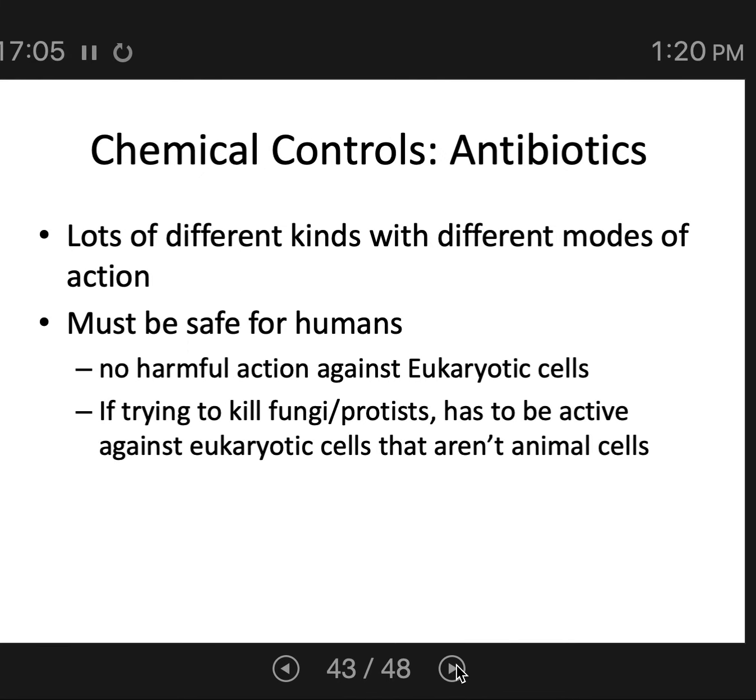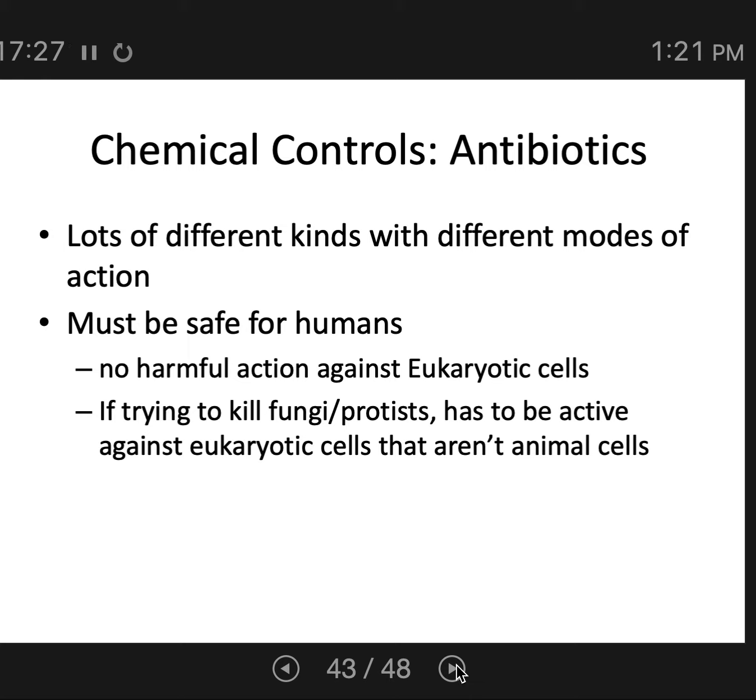Of course, antibiotics, there's lots of different kinds with different modes of action. Again, they have to really target the microbe and not attack eukaryotic human cells, right? No harmful action against eukaryotic cells. Have to be safe for humans. So trying to kill a fungus or a protist, it has to be active against eukaryotic cells. So that's another thing. An antibiotic, you can have an antifungal.